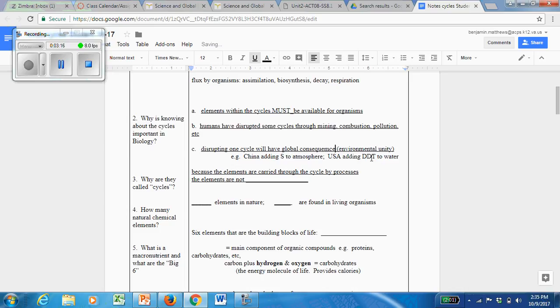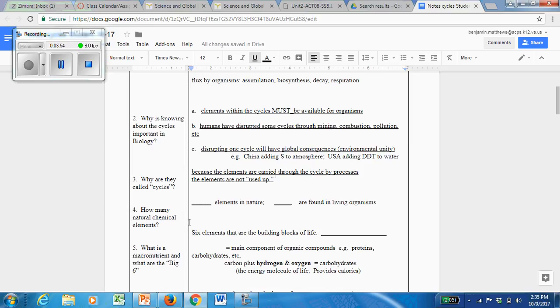For example, China adding sulfur to the atmosphere, the U.S. adding DDT to the water, or the cats parachuting in Borneo. There's global consequences when we disrupt just one of the cycles. So why are they called cycles? Because the elements are carried through the cycles by the processes. The elements are definitely not used up. Okay, so elements are not used up and they just flux from one reservoir to the next.